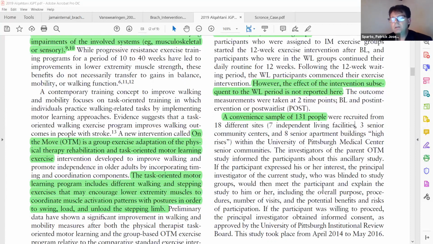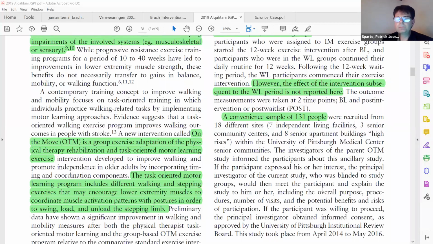The reason the centers were randomized rather than each individual participant was because, again, these were group exercise programs, and within a facility it was felt that there would be too much contamination across participants if one group was getting the on-the-move program and another group was getting the standard exercise program. And when you see what is involved in those different exercise programs, you'll see why this is.